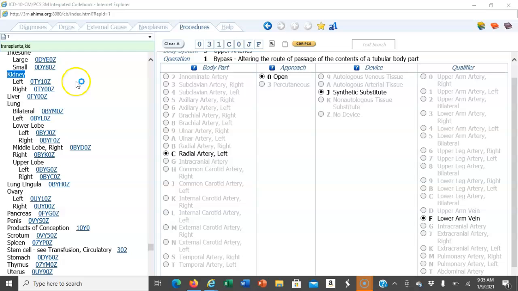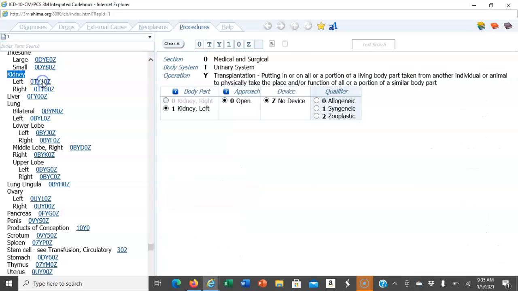So we're looking at a kidney transplant. The table we use depends on whether it's left or right. We'll choose left. It gives us the full code. Well, it doesn't. We have to choose the qualifier. So we have to know where this kidney came from, and typically it is from another patient. And so our qualifier is allogenic.